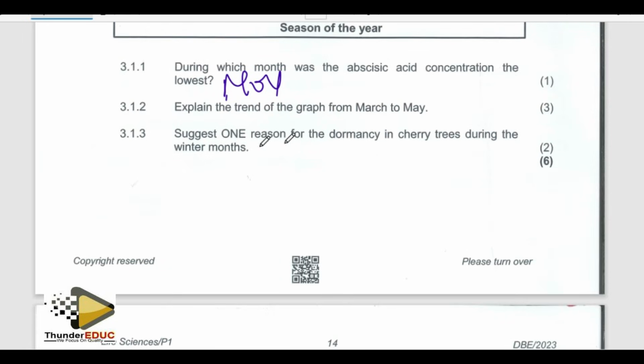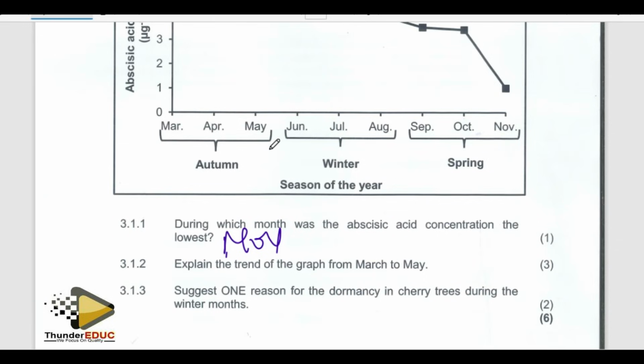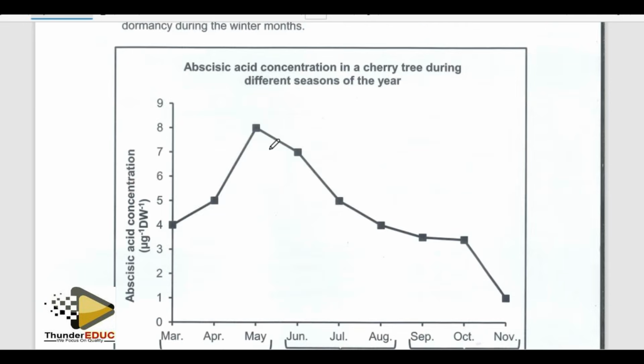All right, state one reason why dormancy in cherry trees. Suggest one reason why dormancy in cherry trees during winter months. Why do they shed? Why do they undergo dormancy? So that it minimizes the amount of water loss to the atmosphere. Yes, don't forget that water loss is most especially through leaves. So when you shed the leaves, it means that you are minimizing the amount of water being lost to the atmosphere during this period of dryness.